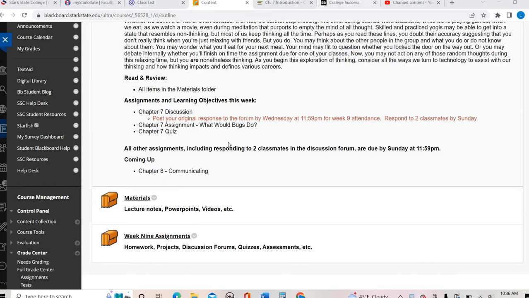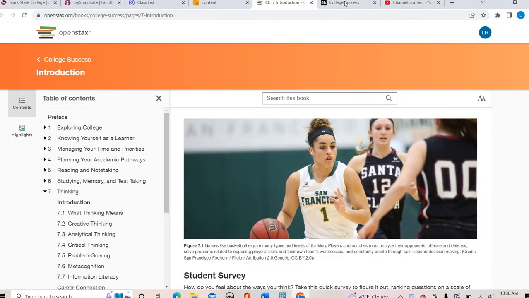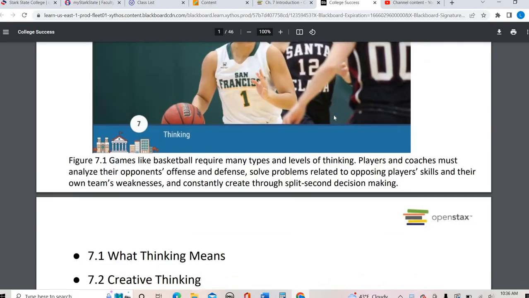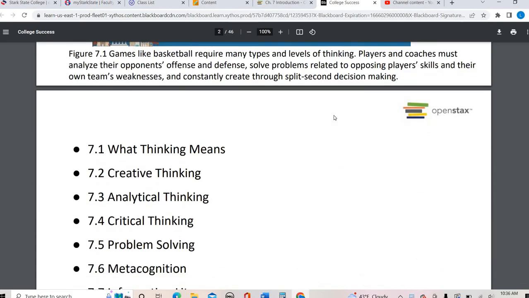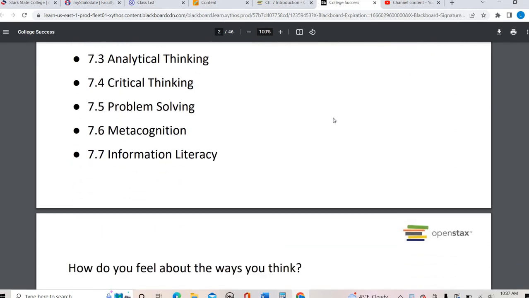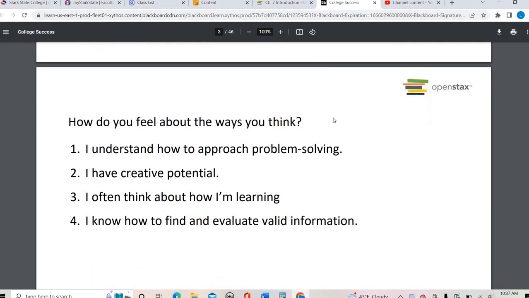So we're going to go ahead and just pull up the slides and the text from your materials folder. This chapter is all about different ways of thinking, and you'll see what I mean here: creative thinking, analytical thinking, critical thinking, as well as problem solving, information. So just a whole bunch of different types of thinking. And so I'm just going to walk through here, and then your assignment video will go over what you're doing with the content for this week.